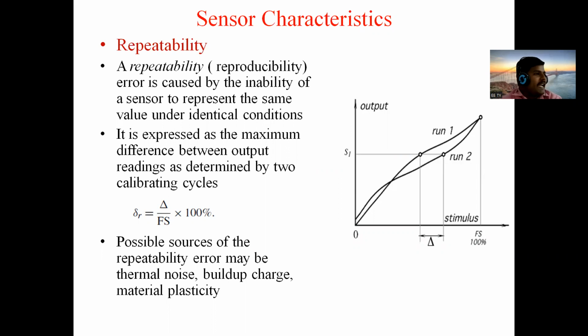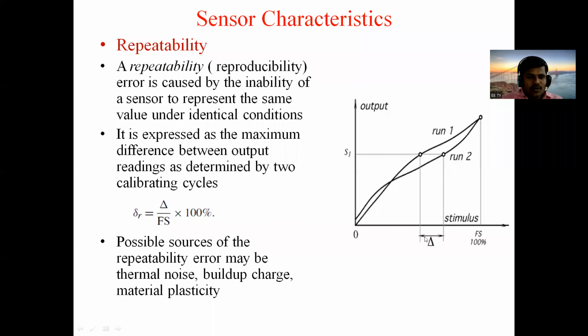Suppose we are considering any identical condition. At that identical condition, that sensor or device will give the same value. Suppose it gives 20 degrees temperature at the first condition, and under the same ideal condition it gives again 20 degrees Celsius. So it is the repeated value. This repeated value under the ideal condition is the repeatability error or repeatability characteristic. It is expressed as the maximum difference.